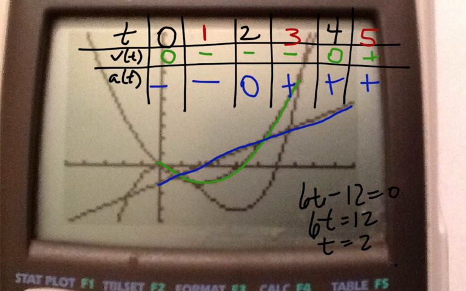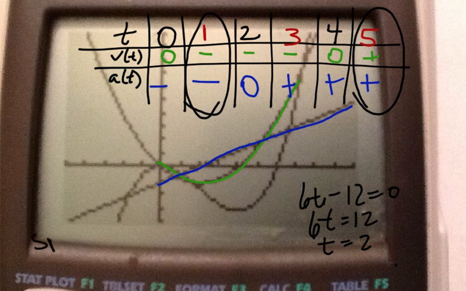Okay? So the question asked us, when is the particle speeding up? The particle is speeding up whenever the sign of the velocity and the sign of the acceleration are the same. So you see, pardon me, right here the signs are the same, and right here the signs are the same. Nowhere else in our sign chart are the signs the same.